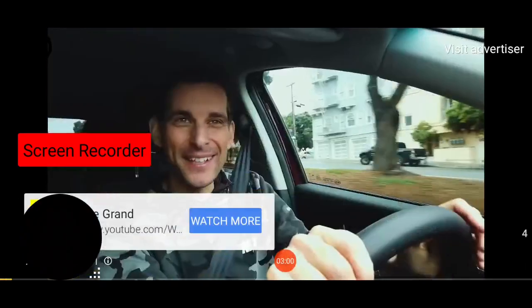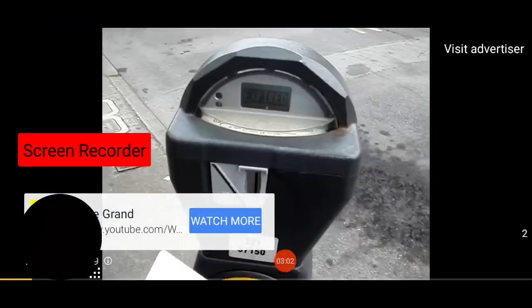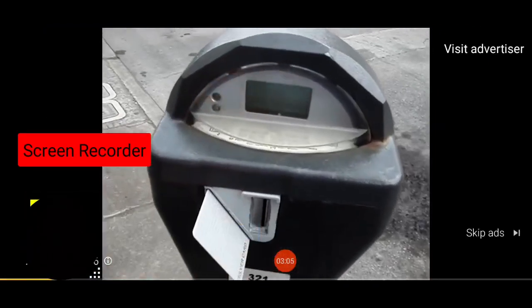So in 2009, when I lived in San Francisco, I decided to see if I could hack the smart parking meters that the city was using.